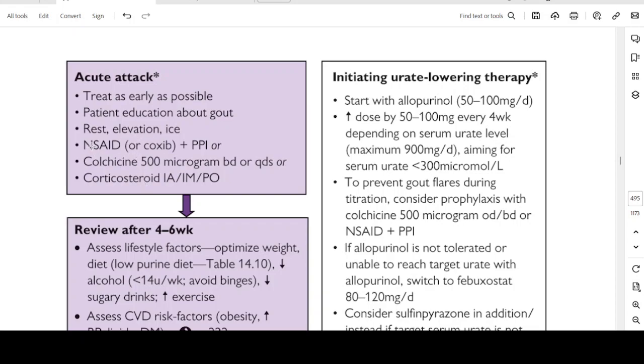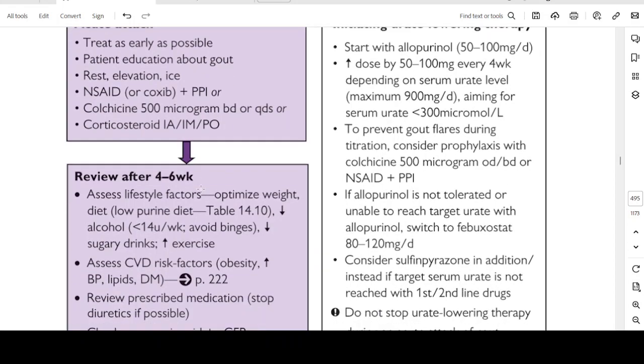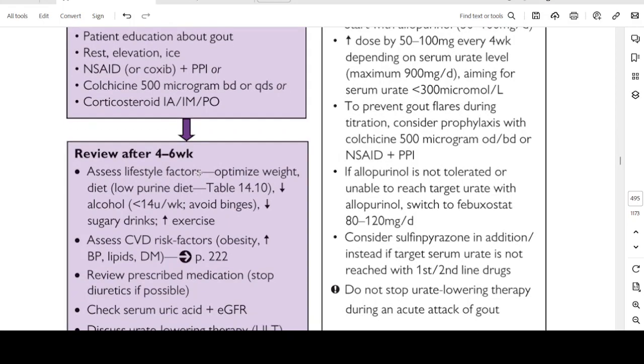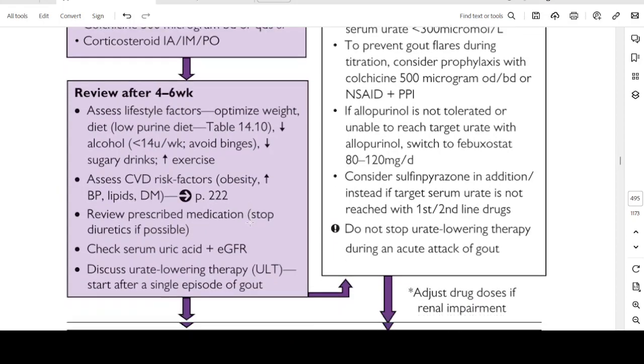You can either give an NSAID plus PPI, or colchicine 500 micrograms BD or QDS, or a corticosteroid during an acute attack. Review after 4 to 6 weeks. Assess the lifestyle factors, optimize the weight and diet, give a low purine diet as in table 14.10. Decrease the alcohol intake to less than 14 units per week, avoid binges, decrease sugary drinks and increase exercise. So these are the lifestyle advices.